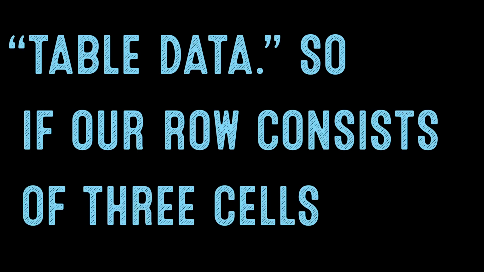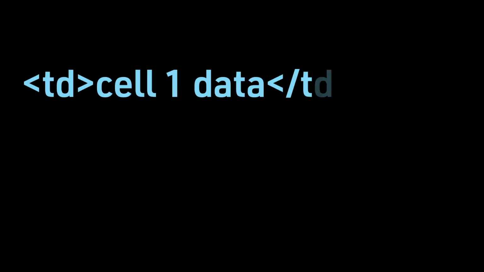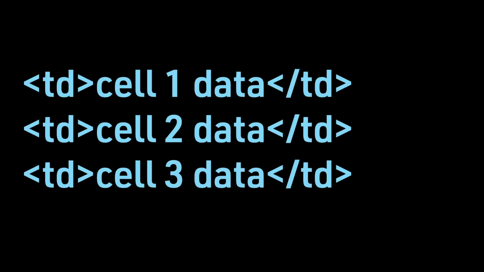TD stands for table data. So if our row consists of 3 cells, we will copy the TD element 2 more times. It will look like this.